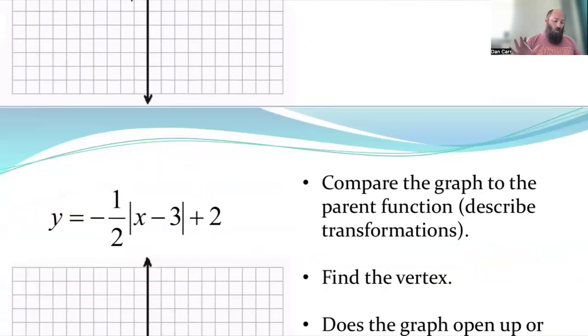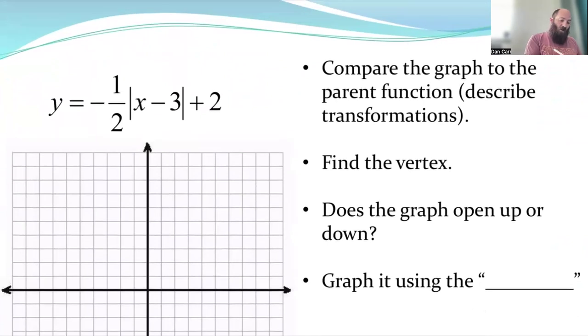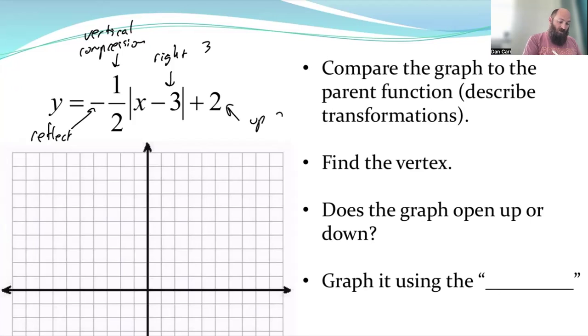Okay, so let's do one more example. We got -1/2 times the absolute value of x minus 3 plus 2. So we'll look at all of our transformations. We're going to go to the right 3. Here we have 1/2, so we have a vertical compression. It's negative, so we're going to reflect over the x-axis. And finally, we're going to go up 2.